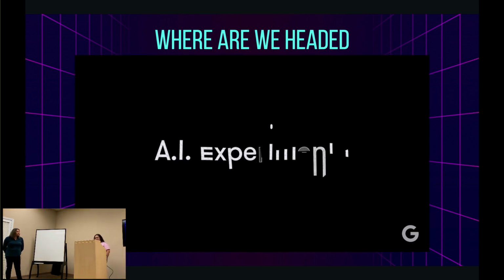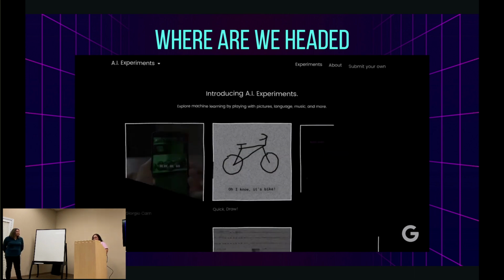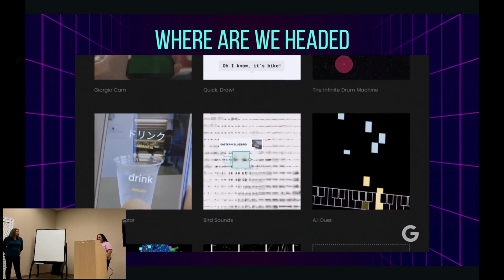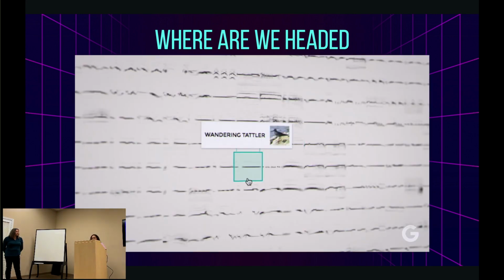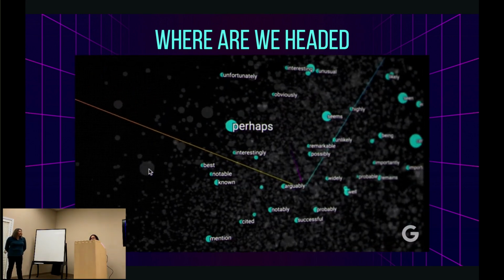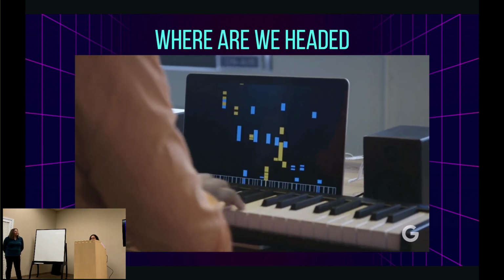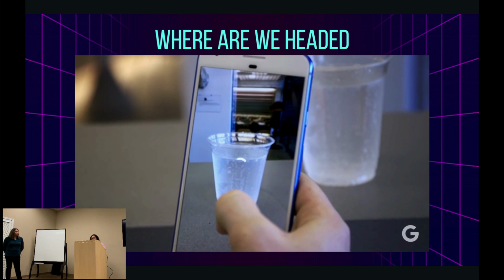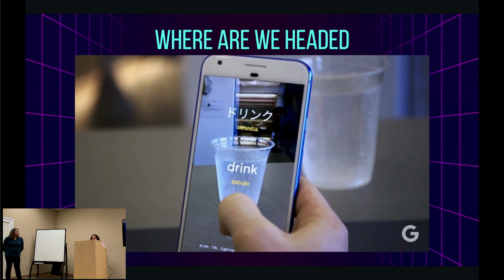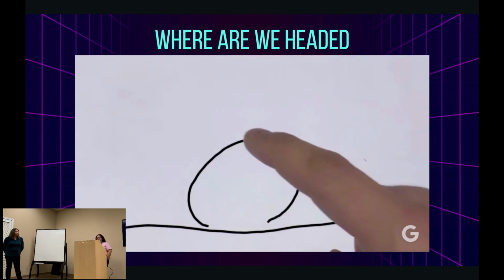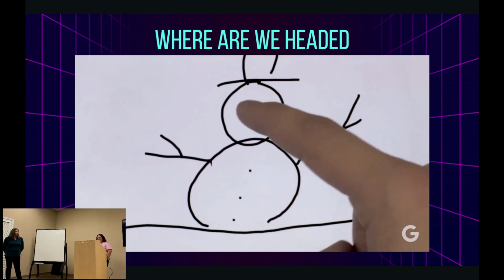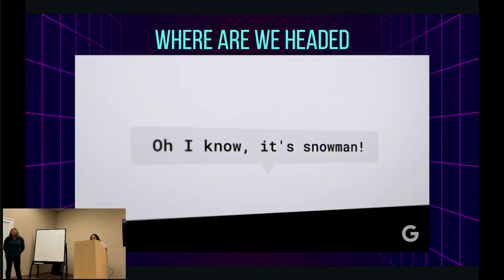That's why we've created a site called AI Experiments. It's a showcase for simple, hands-on experiments that show how machine learning can make sense of all kinds of things, like sound, language, music, live video, everyday objects, even in different languages, and your messy doodles. I see frying pan or whale. Oh, I know, it's snowman.